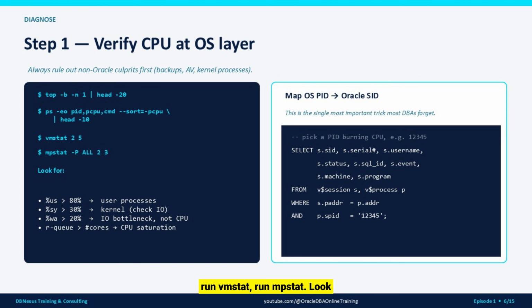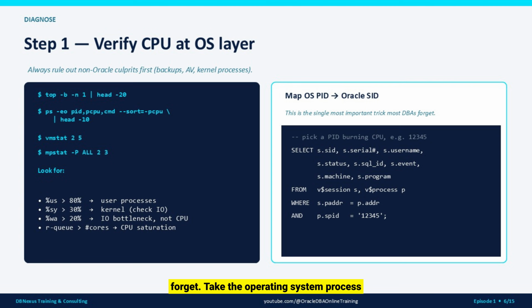Run top, run vmstat, run mpstat. Look at the user CPU percentage. If it is above 80% and the top processes on the box are called Oracle, now you know the database is the culprit.